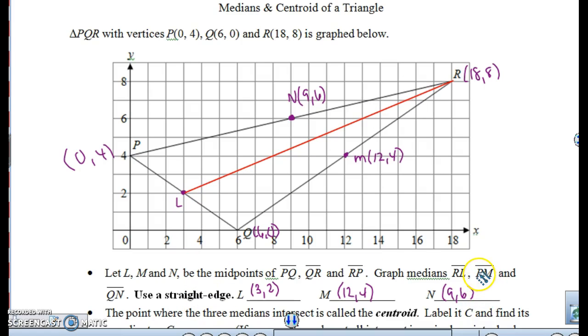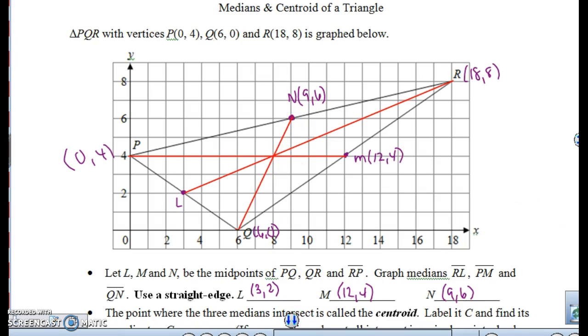Then we're going to draw from vertex P to the midpoint of the opposite side at M. So from P to the midpoint of QR, which makes the point M right there. And then QN. We're going to draw from Q to N. And notice I'm using nice straight lines when I do this because you want to be very, very accurate. Use a straight edge when you're drawing these.